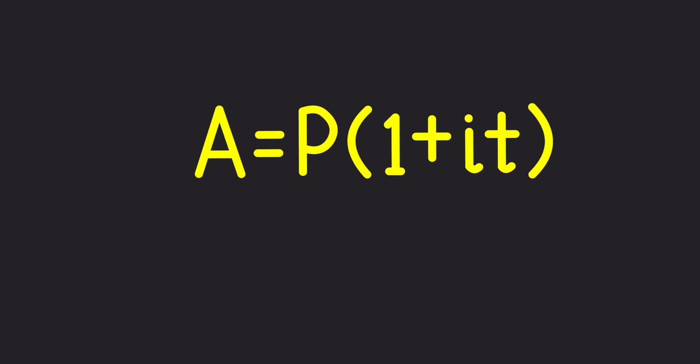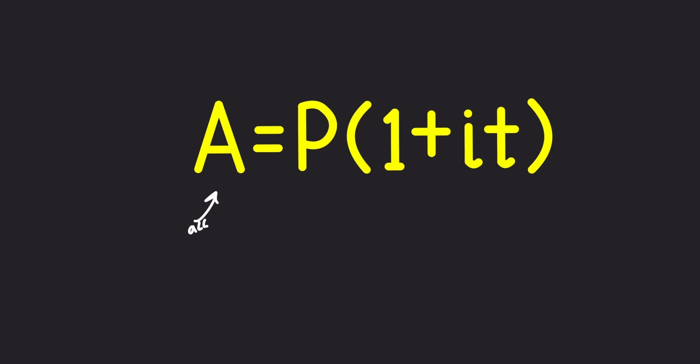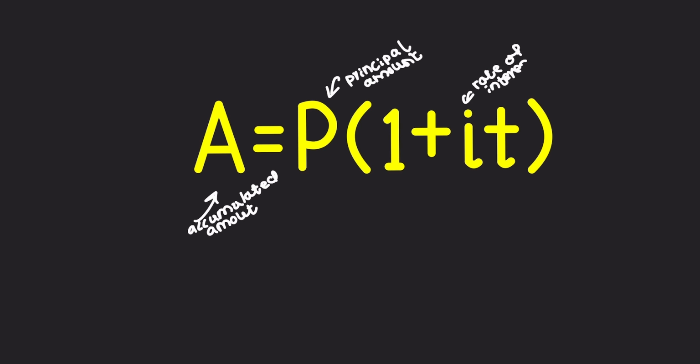So this A stands for the accumulated amount. And you're going to see why that's important. Okay, this P stands for your principal amount, which we're also going to look at, of course. And this here stands for your rate of interest. Now, it's very important to understand that it's the rate of interest, so the I will always be a decimal, very important. And T stands for your time period.